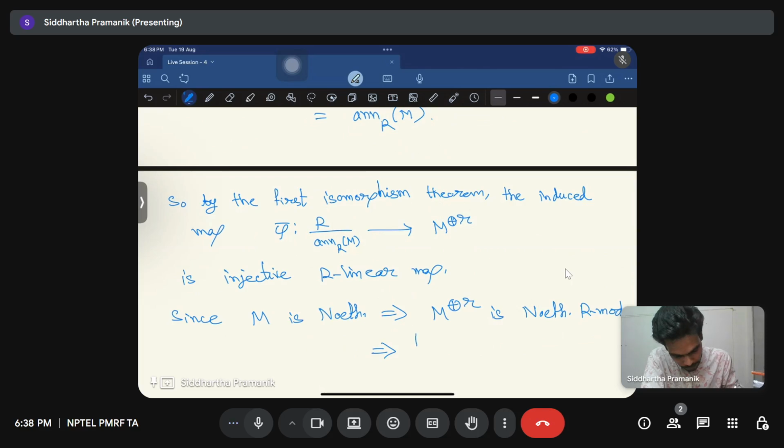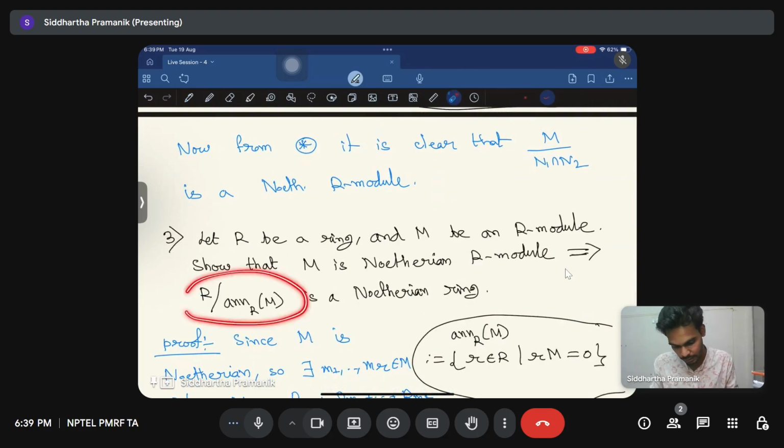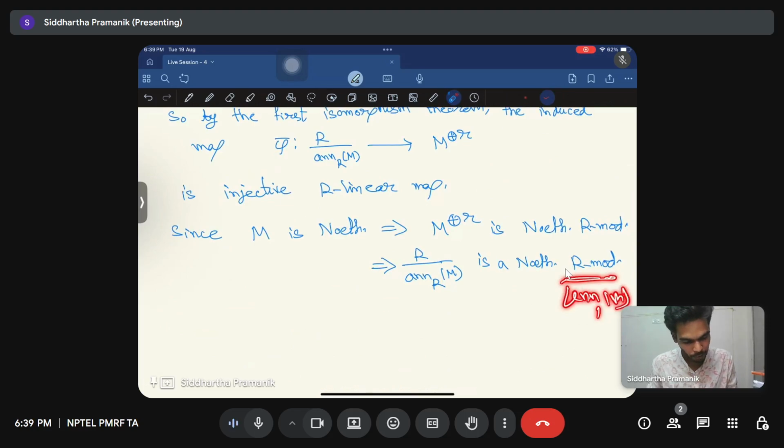Now that will imply R mod annihilator M over R is also a Noetherian R module, because it is a submodule of a Noetherian module, so it has to be Noetherian. But what we wanted to prove? We wanted to prove that this is a Noetherian ring, so it is a Noetherian module over itself. But what we have proved is that it is a Noetherian module over R. But we need it over R mod annihilator M.